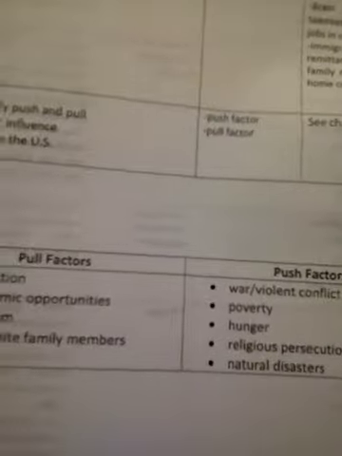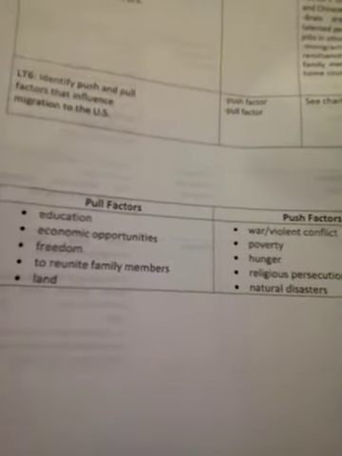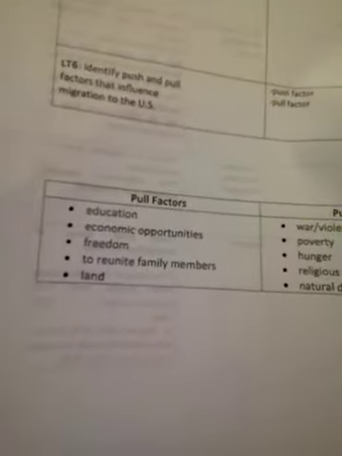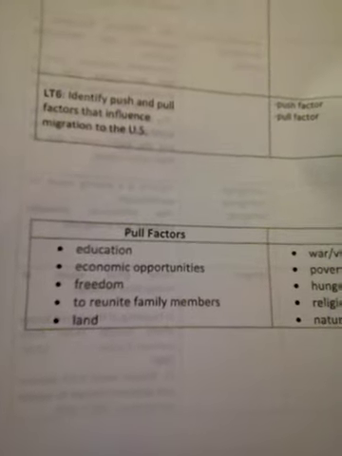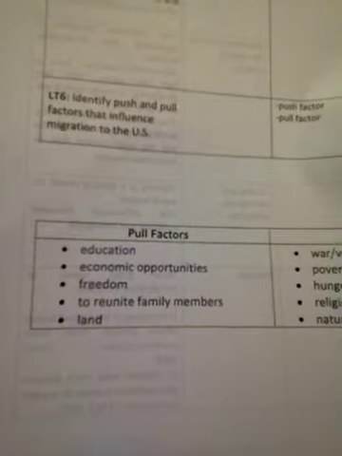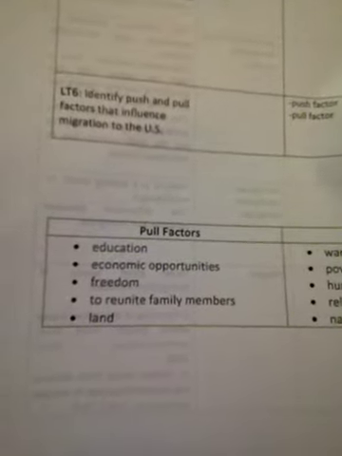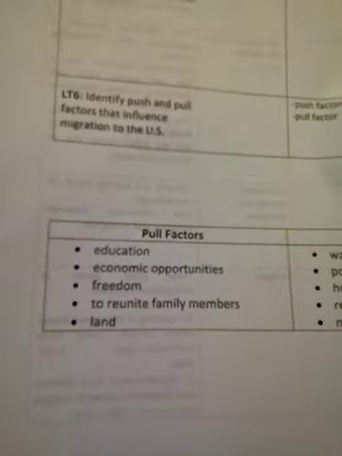And on your study guide, if you look, you've got a study guide like this. There's a nice chart that goes over the push and pull factors. If you look at pull factors, these are generally all good things. These are reasons why people would come to the United States. This would include education, the opportunity to go to school, learn more, develop a skill. Lots of people come here for that.